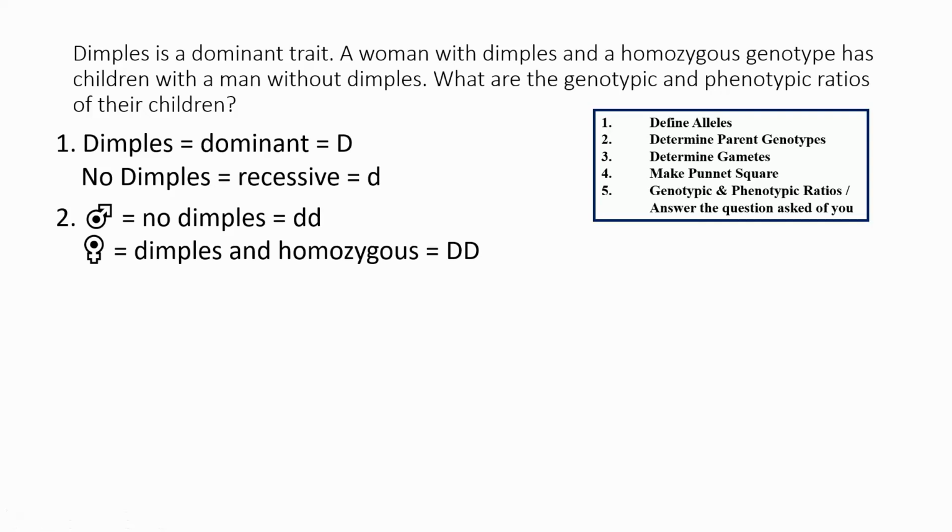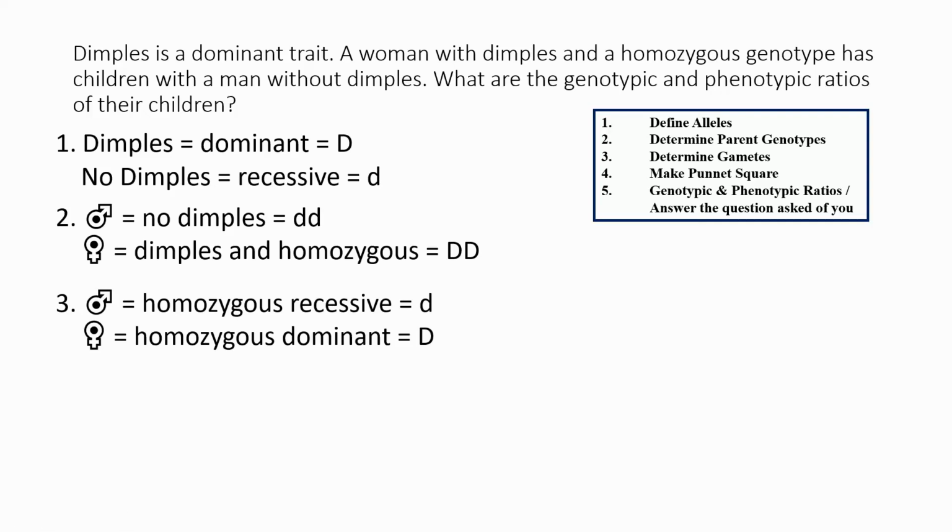Alrighty, so for the male, we have a homozygous recessive genotype, so he only has little d alleles, so he could only possibly pass on little d alleles. He can't pass on a dominant gene because he doesn't have it in his genotype, so it's not there to pass on. Similarly, the mother only has the dominant allele, so she can't pass on the recessive. So we see that the male can only pass on a recessive allele, and the female can only pass on a dominant allele.